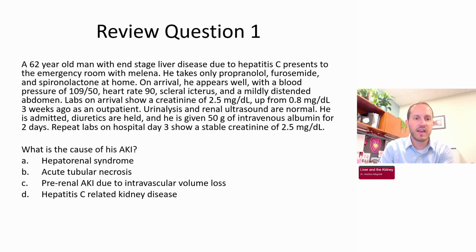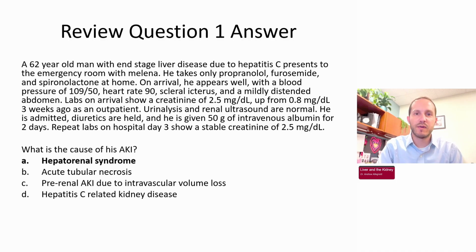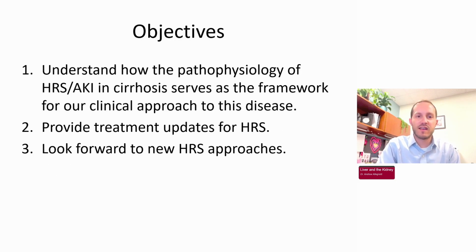What is the cause of his AKI? A, hepatorenal syndrome, B, acute tubular necrosis, C, prerenal AKI due to intravascular volume loss, or D, hepatitis C related renal disease. I'll give folks a minute to vote. Looks like on my end, we've got votes for A, hepatorenal syndrome, a couple for B, but this is A, hepatorenal syndrome. We will talk about why that is as we go through the talk.